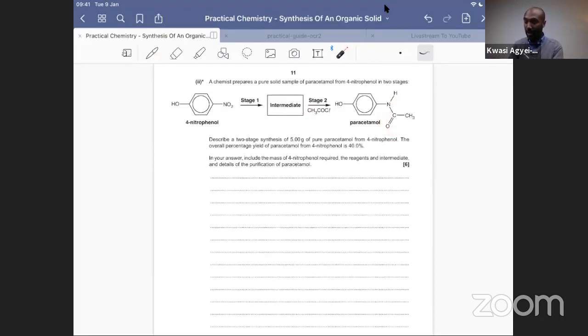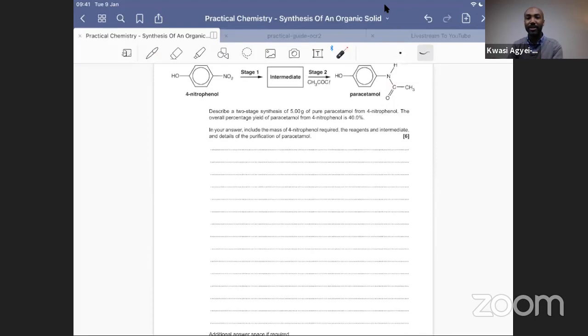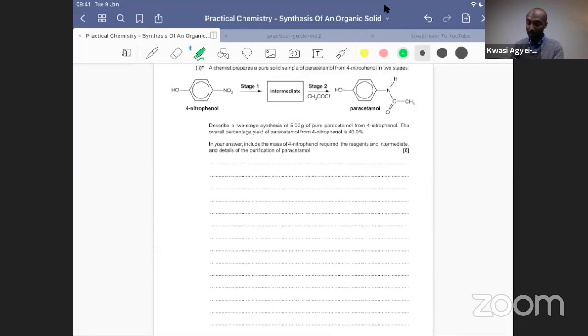So we're looking at paracetamol, and we've got quite a nice question here. We're going to do it in its entirety because I think it's useful to look at the calculation as well. It's a bit of useful practice. And in this question, we're told it describes a two-stage synthesis.